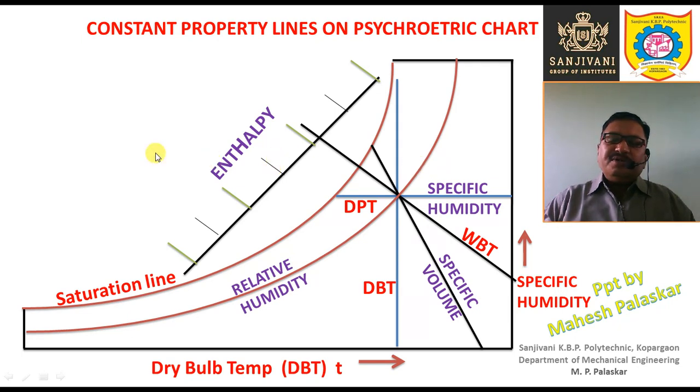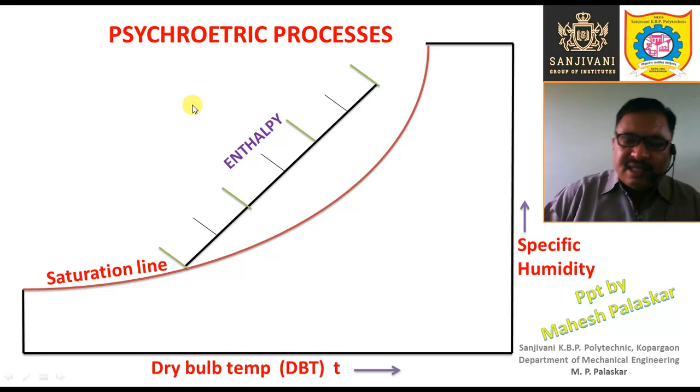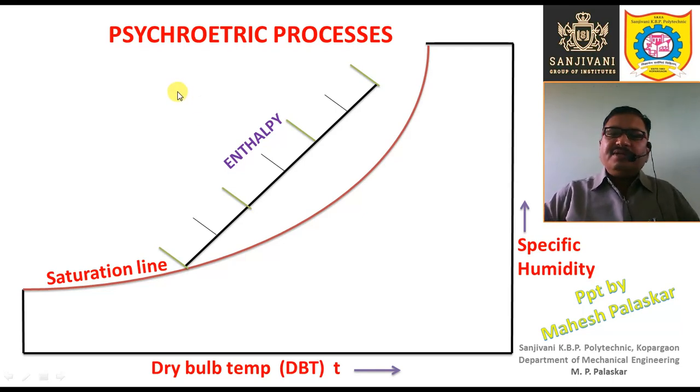Now we are going to show the various psychrometric processes. So this is again the psychrometric chart we have seen. This is the saturation line or the saturation curve. This is the enthalpy scale. On this horizontal scale, dry bulb temperature is plotted. On this vertical axis, specific humidity is plotted, right? On this chart we are going to represent the various psychrometric processes and study them.